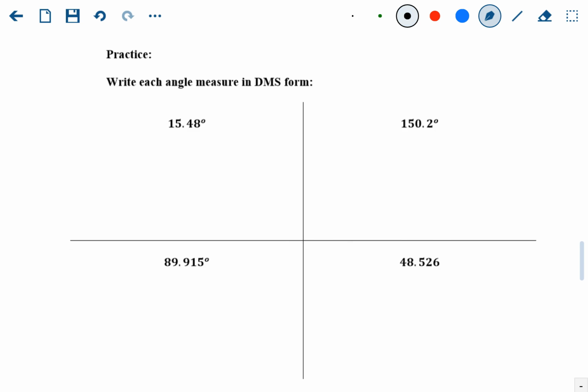All right, starting with 15.48. Again, the 15 part's fine. It's going to be 15 degrees. We just work with the decimal part first. So you're going to take the 0.48 and you're going to multiply by 60. Gives you 28.8.